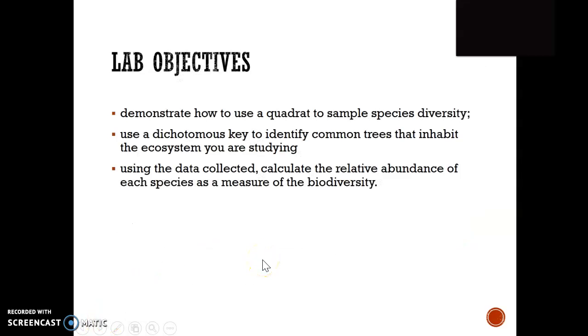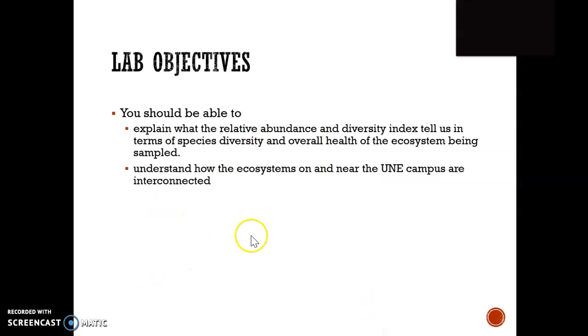A few objectives in this lab. We're going to demonstrate how to use a quadrat to sample species diversity. We're going to use a dichotomous key to identify common trees that inhabit the ecosystem that you're studying. You got a little bit of a taste of that in Lab 1, how to use those keys to identify species. We're going to be doing that with trees this week. We're going to use the data collected to calculate relative abundance of species and look at some measures of biodiversity. And you're also going to understand how ecosystems on and near the UNE campus are interconnected.